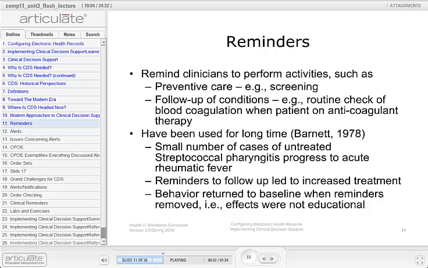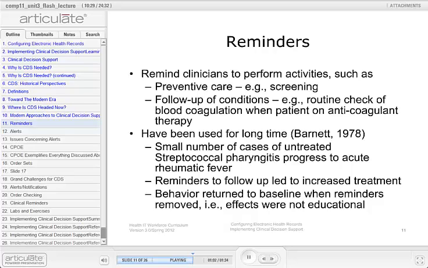Octo Barnett, also an early worker in the field, showed that reminders for untreated streptococcal pharyngitis, also known as strep throat, led to increased use of treatment. Of course, the reason for this reminder was due to the fact that, when untreated, strep throat can progress in a very small number of cases to acute rheumatic fever.